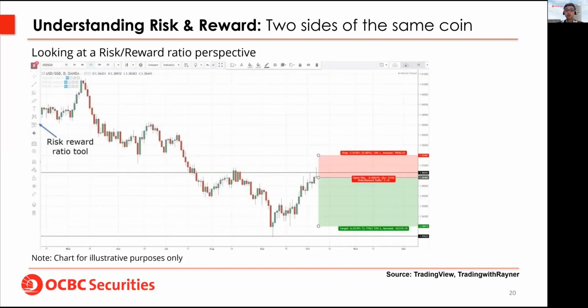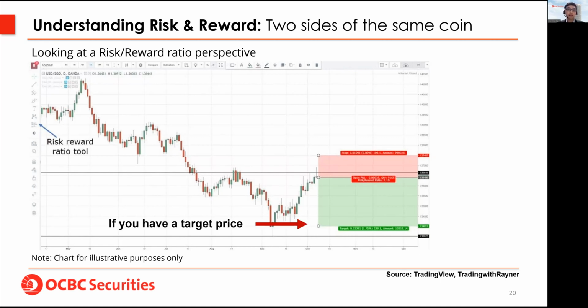So this is a slide that really just shows you some of the tools out there. This uses TradingView, which we will also be exploring later together with the digital platforms team. But there's a tool out there, the risk reward ratio tool. And traders look at risk reward for an idea of potential upside against potential downside to see whether or not a trade is worth placing.